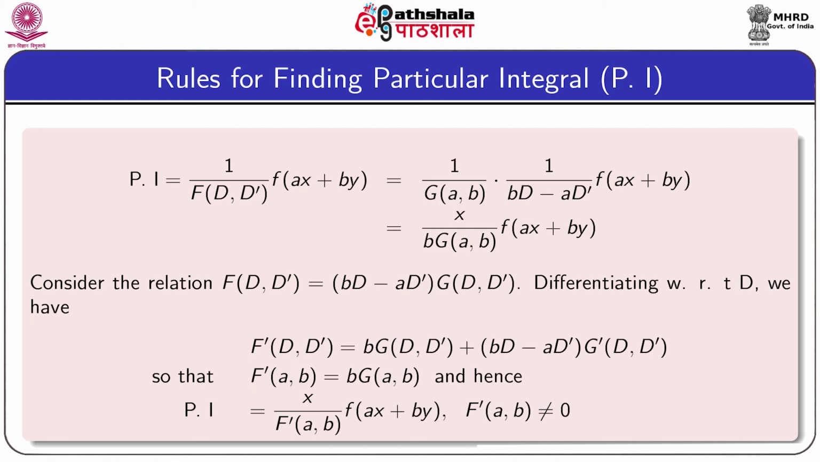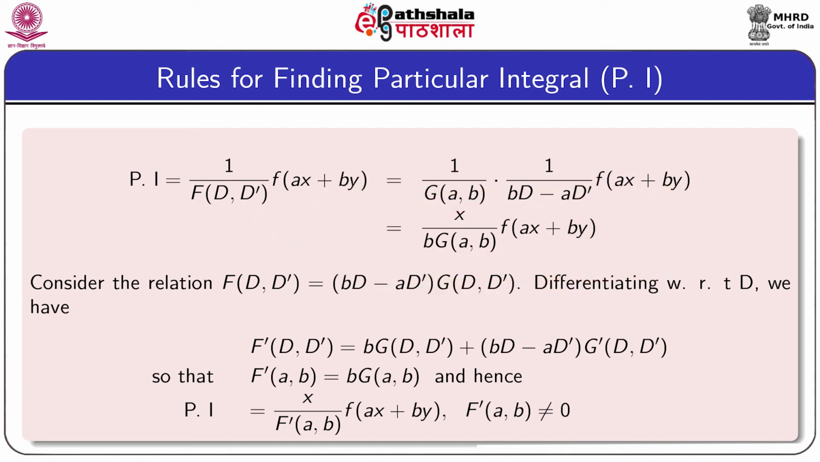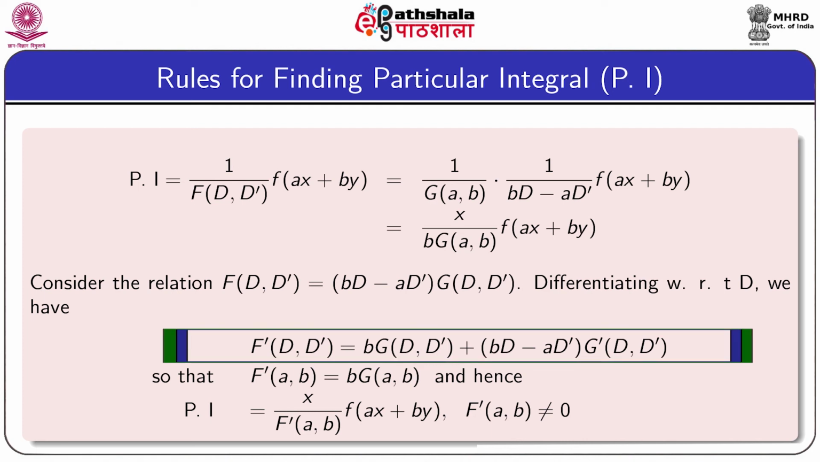So, the particular integral for this case becomes x by b g(a, b) into f(ax + by). Now, think about the expression for capital F, which is (b D - a D') into g. Now, if we differentiate the function F with respect to D, we get F'(D, D') equals b g plus (b D - a D') into g'.